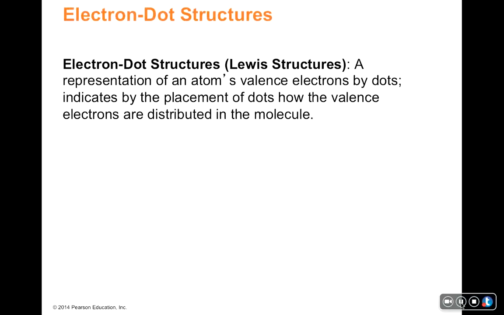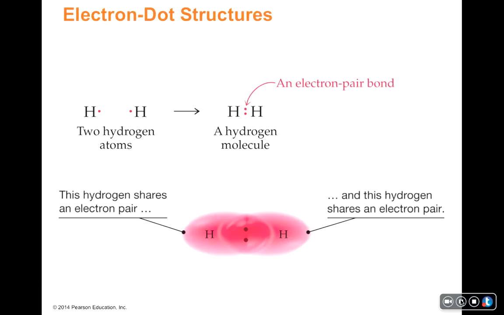Okay, another skill for this chapter is to be able to draw electron dot structures, otherwise known as Lewis structures. These show how atoms are bonded together, as well as all of the valence electrons that they have. To draw electron dot structures, we use the symbol for the element and dots to represent the electrons. Here you can see a representation of a hydrogen molecule, with those 2 electrons being shared in that hydrogen bond.